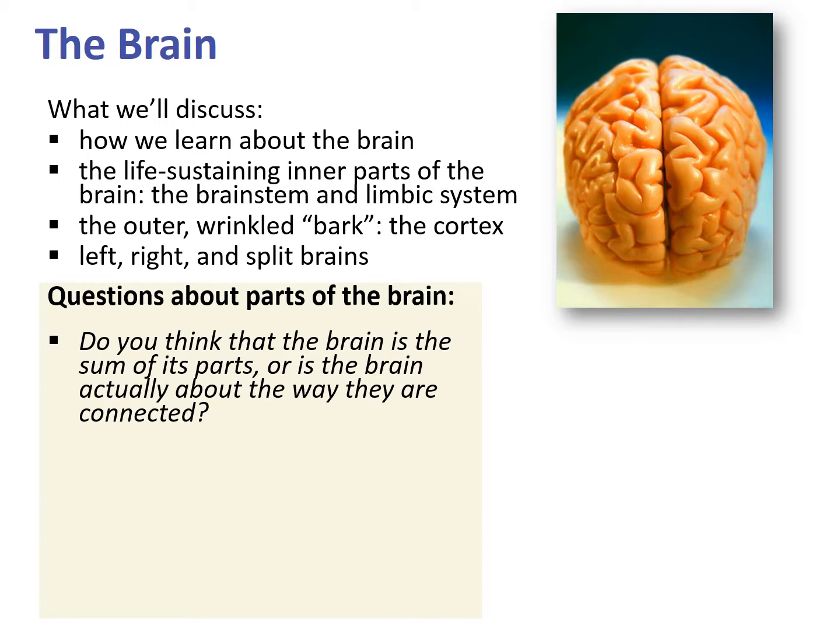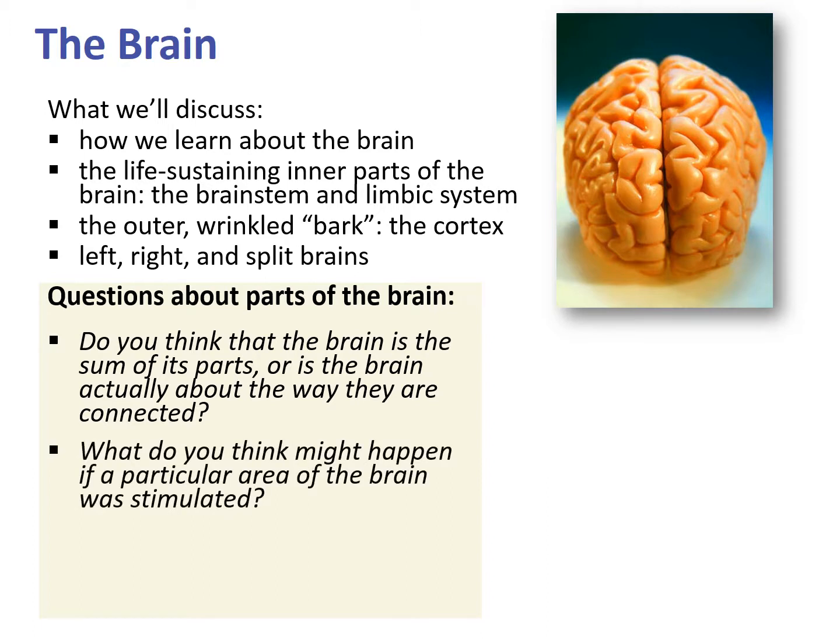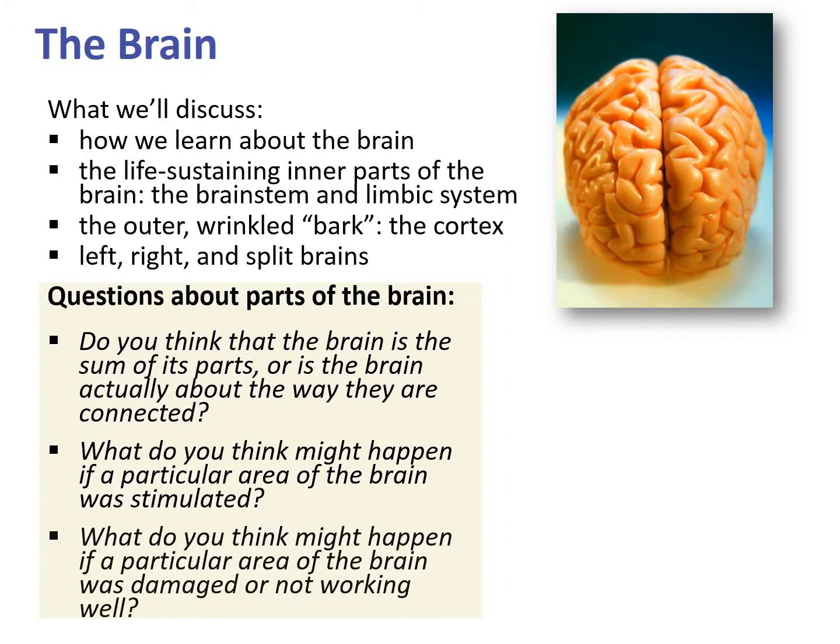Do you think that the brain is a sum of its parts, or is the brain actually the way they're connected? There's crossover of function in the brain that I'll mention. What do you think might happen if a particular part of the brain is stimulated? That's very interesting. So people will actually attach electrodes to the brain, stimulate different areas, and see the response. And what happens if a particular area of the brain is damaged?